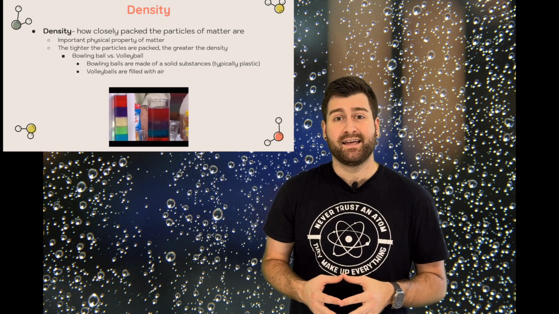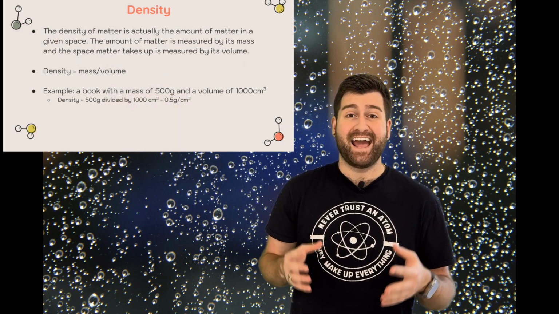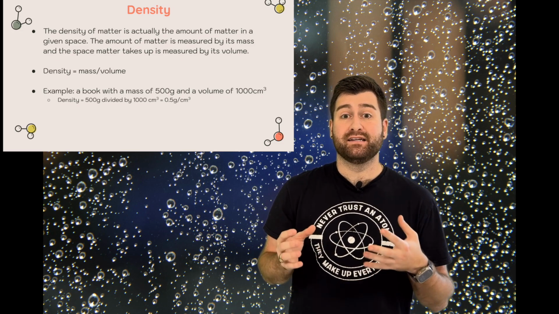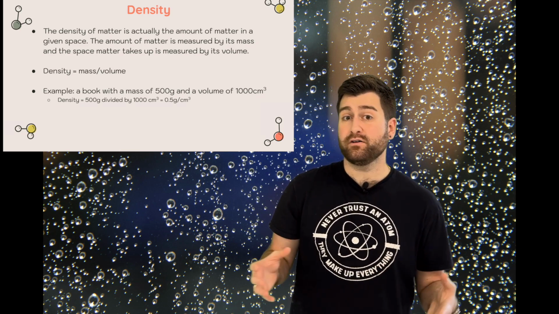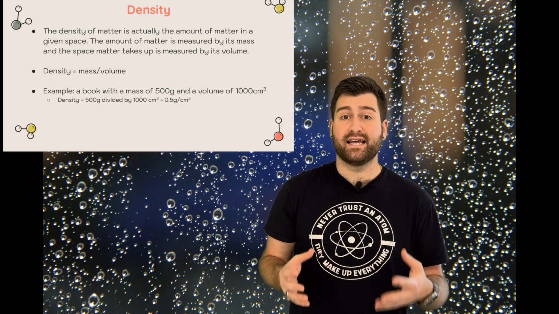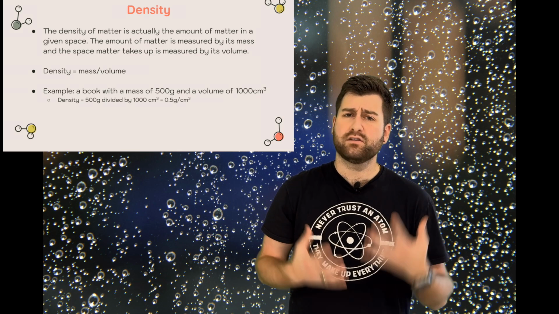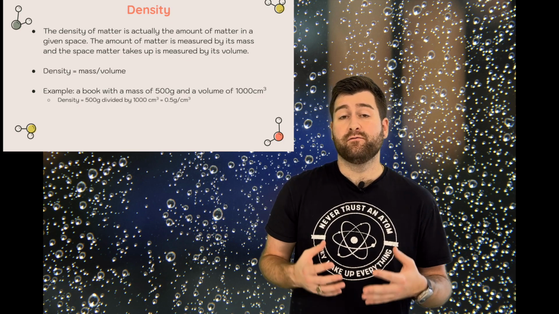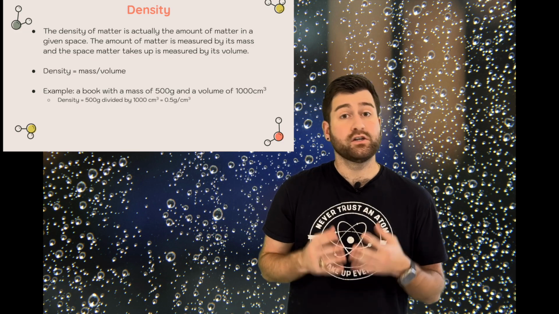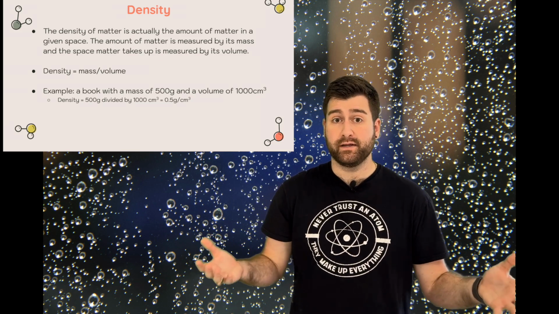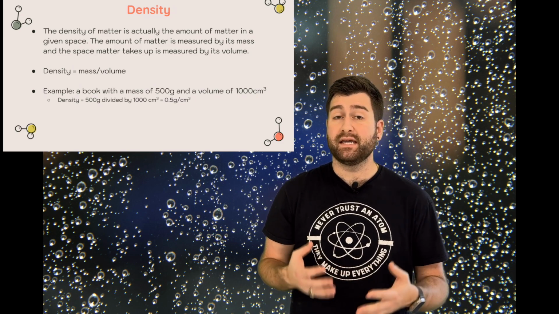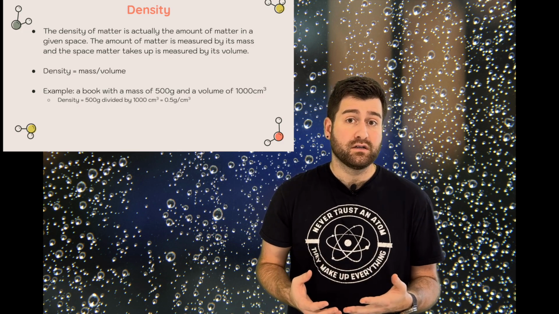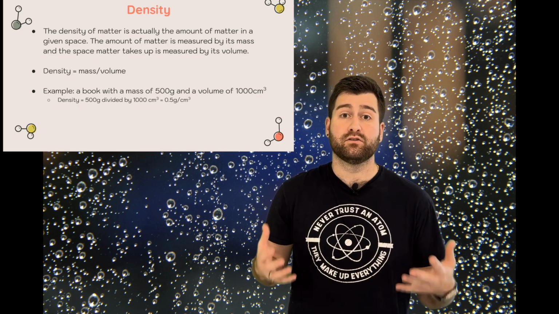Good job. By definition, the density of matter is actually the amount of matter within a given space. And the amount of matter is measured by its mass, and the space matter takes up is measured by its volume. This leads to the formula of density being density equals mass divided by volume. So let's look at an example. We have a book that has a mass of 500 grams and a volume of 1,000 centimeters cubed. To determine the density, let's plug those numbers into our formula. Density will equal 500 grams divided by 1,000 cubic centimeters. This comes out to be that the density of this book, in this example, is 0.5 grams per centimeter cubed.